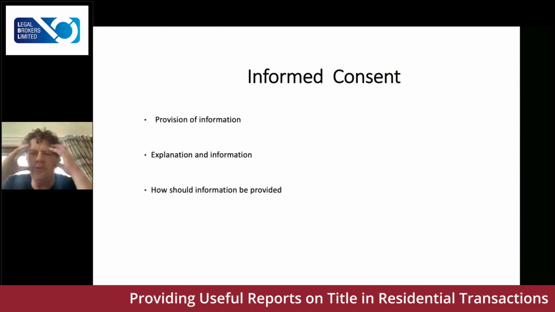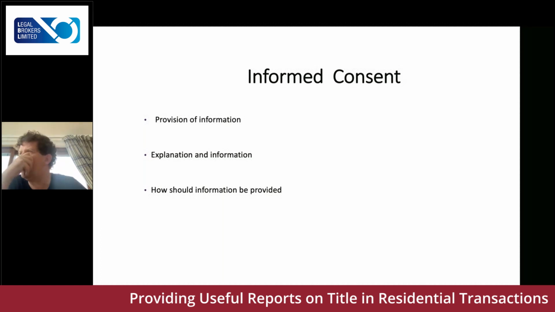Remember that throughout the conveyancing process, there is an issue of informed consent. A client can only legitimately and legally validly consent to an exchange of contract, consent to proceeding with regard to a transaction, you having disclosed an issue or problem or risk, if the client understands what the problem or risk is. So in those circumstances, we've got to provide information, we've got to provide explanation, and then we've got to highlight to the client just what the risk is.